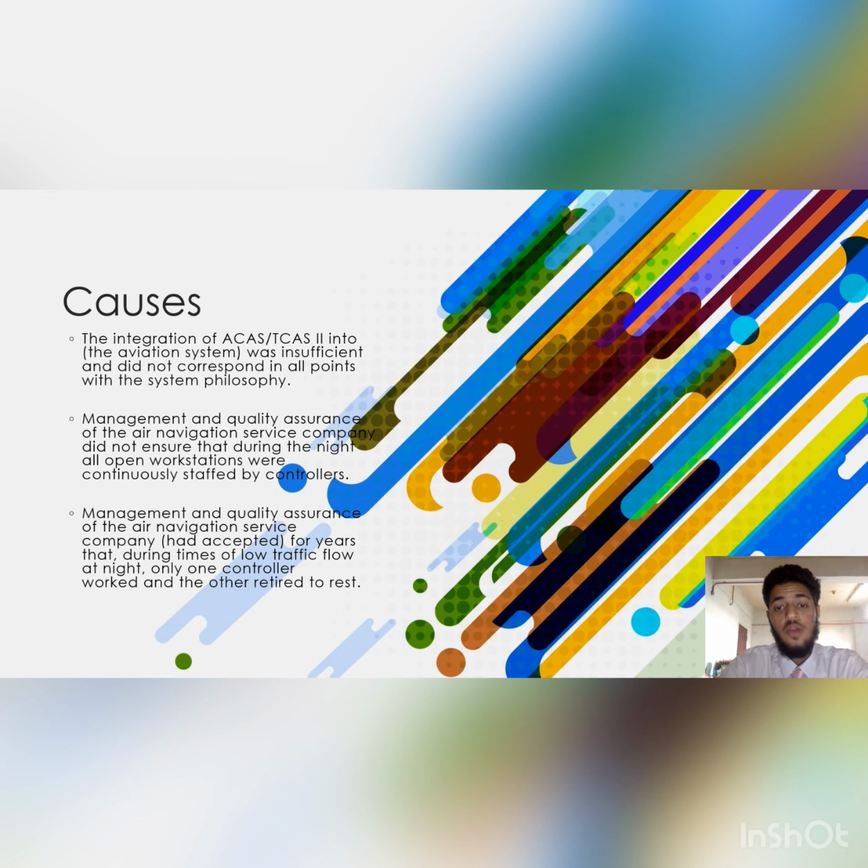Moving now to the causes of that accident. First of all, the integration of ACAS into the aviation system was inefficient and did not correspond in all points with the system philosophy. Second, management and quality assurance of the Air Navigation Service Company did not ensure that during the night all open workstations were continuously staffed by controllers. Third, management and quality assurance of the Air Navigation Service Company had accepted for years that during times of low traffic flow at night, only one controller worked and the other retreated to rest.